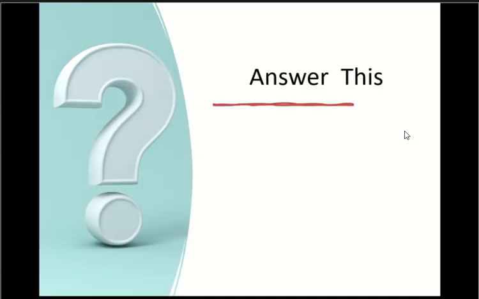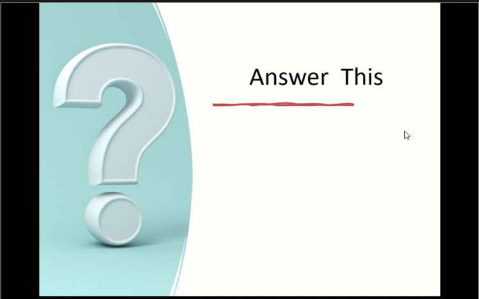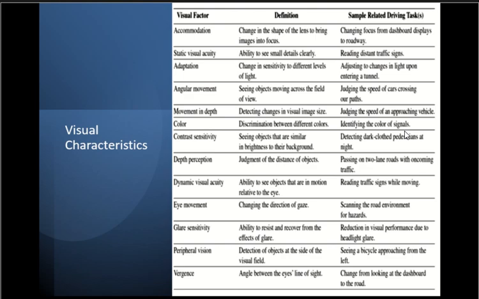Now, for example, I'm looking at you guys and somebody waves at me from the door, from the glass. Which ability will tell me that there is a person waving at me? We talked about these abilities, right? Which of these abilities will tell me that somebody is waving at me from the side? Peripheral vision.